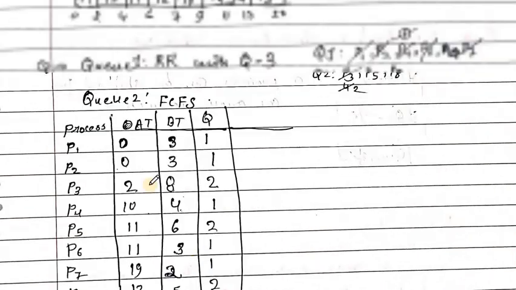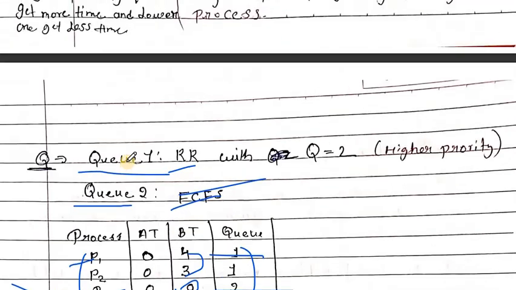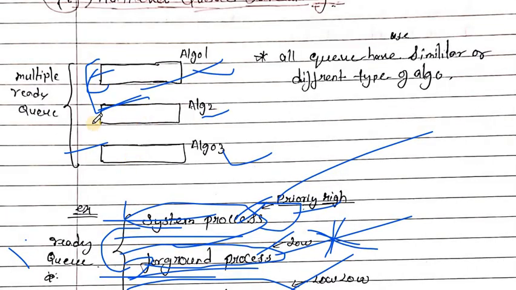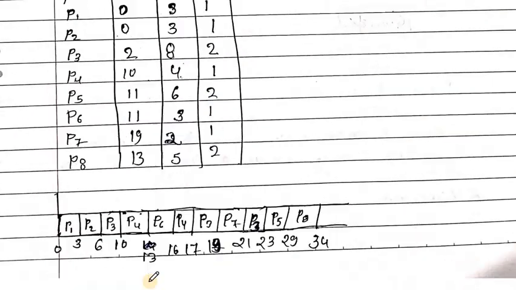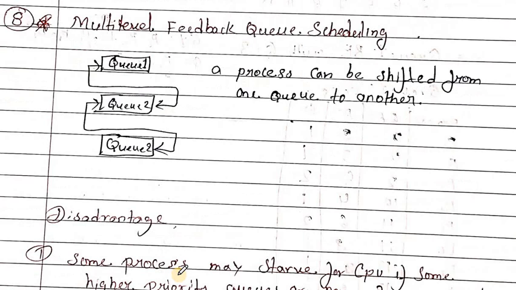Means that if a process is in Q2, which is the low priority queue, it is not shifted to Q1, which is the high priority queue. These are the disadvantages of the multi-level queue. Now the eighth one is multi-level feedback queue scheduling.